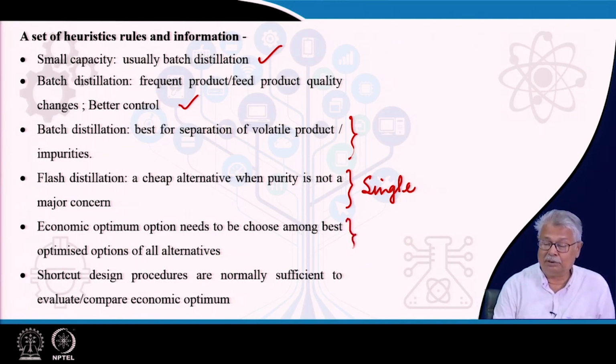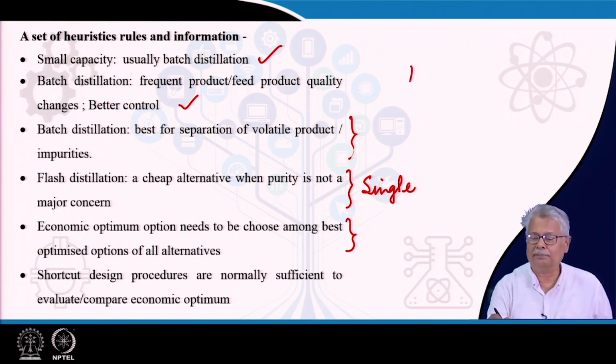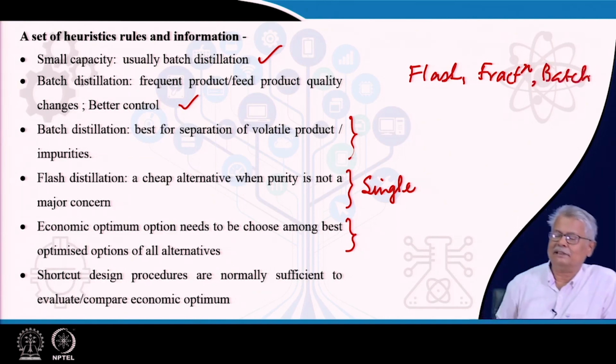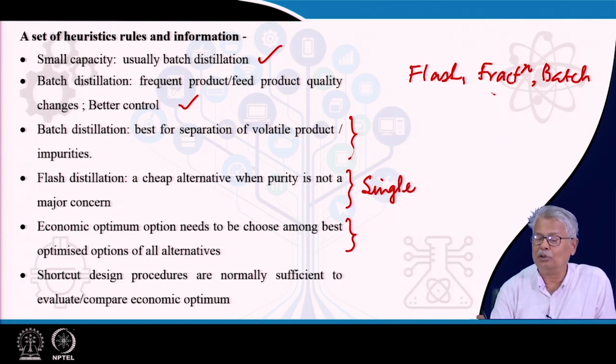We have a very important question at hand: the economic option. Quite naturally, the designer has to choose between the options of flash, fractionation and batch, and he has got a separation problem by distillation at hand. It is obvious that you have been taught that there are ways to optimize the fractionation, there are ways to optimize the batch, and there are ways to optimize the flash also, which we have not dealt with in detail.